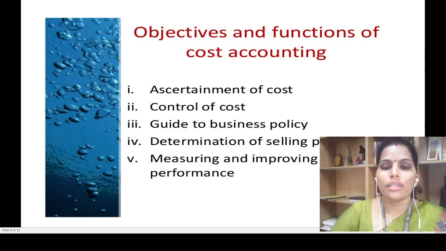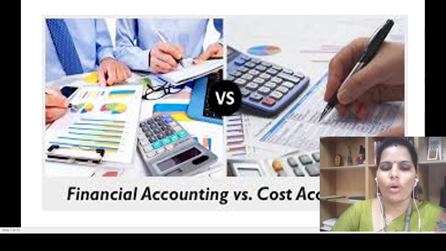Next one is the determination of selling price. I told you the format for calculating the selling price: cost plus profit is equal to sales. If the cost is missing, we cannot calculate the selling price. And measuring and improving the performance, so it is very important. For example, we have completed the work. Suppose you incur more cost, then what can we make out? We can find out the reason why the cost has increased, correct? After finding out the reason, you can find the solution too, right? So that is the objective of cost accounting.